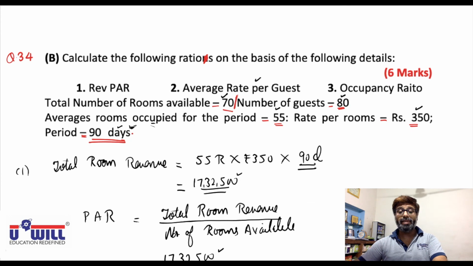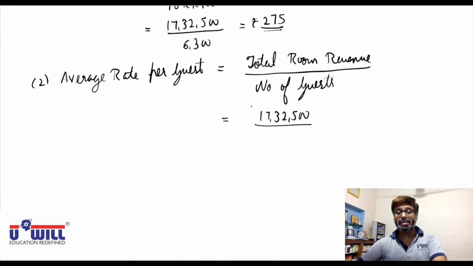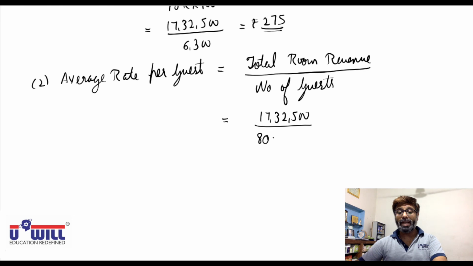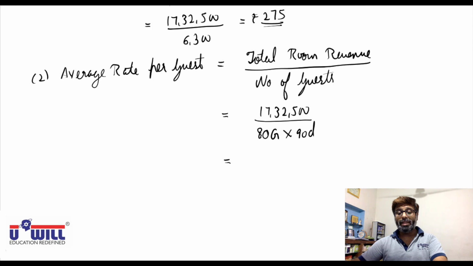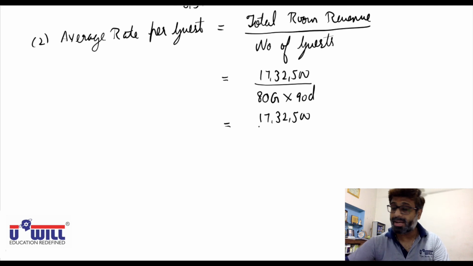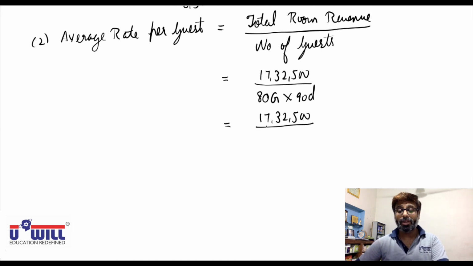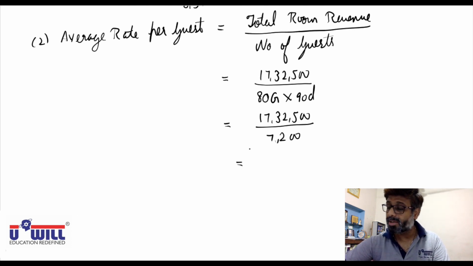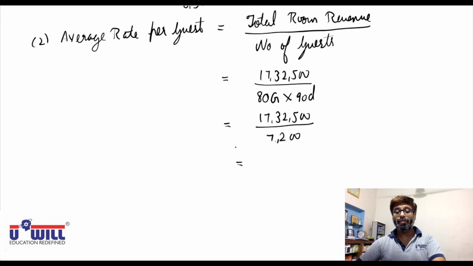So you'll do as we did 70 rooms into 90 days, every day 80 guests. So 80 guests into 90 days. This revenue is for 90 days. So guests also we have to divide by the total number of guests for 90 days. So 17,32,500 divided by 80 into 90 is 7,200. 17,32,500 divided by 7,200 guests in 90 days. So rupees 240.625 or 63 is the rate per guest.